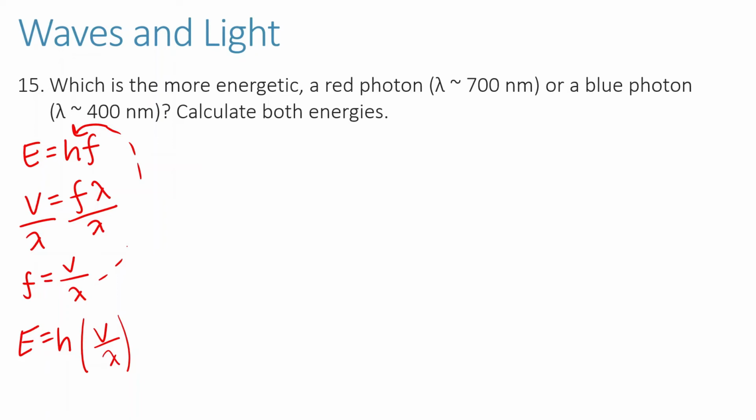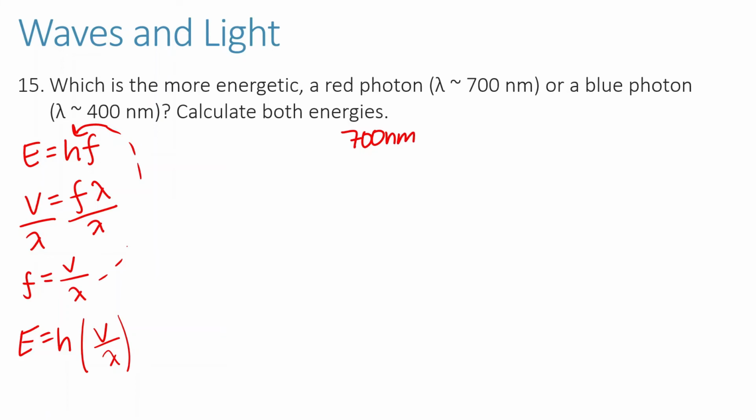So this allows me to solve for energy all in one step. If you wanted to, you could use velocity and wavelength to solve for frequency, then plug that in and solve for energy. Mathematically, that's the same as doing it this way. So I'm going to start with that 700 nanometers.